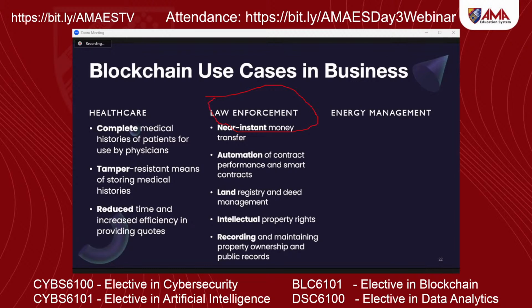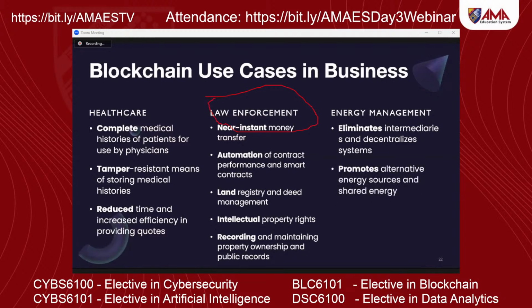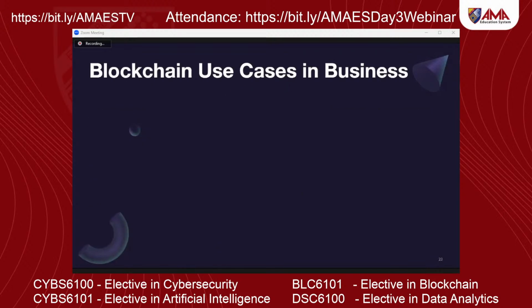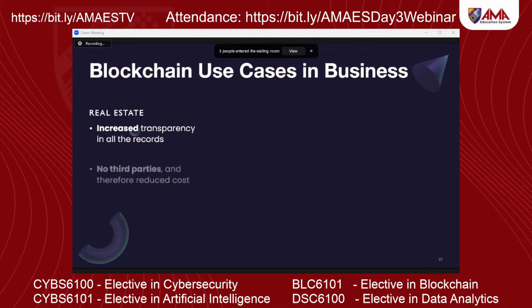Then under energy management, eliminates intermediaries and decentralized systems, promotes alternative energy sources and shared energy. Then another non-financial use case, real estate: increase transparency in all the records, no third parties and therefore reduce costs. Okay, so under real estate, wala nang yung mga agent, okay? Direkta na kagad.